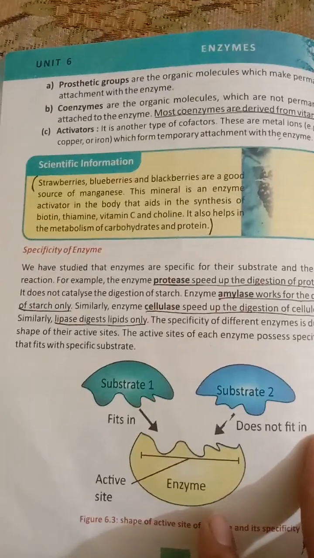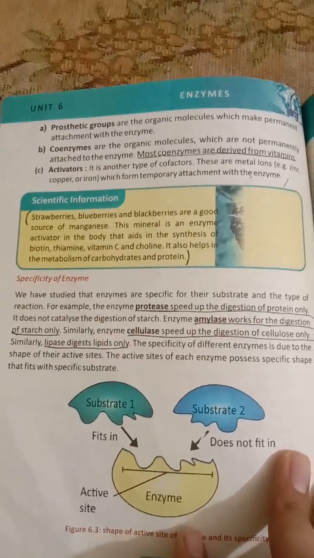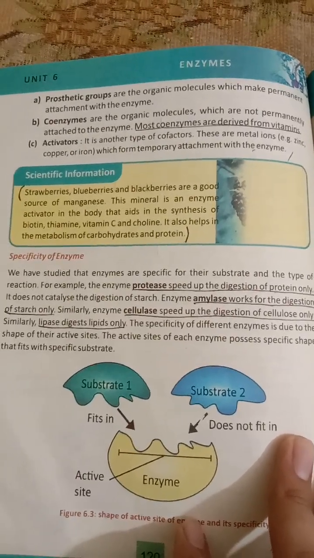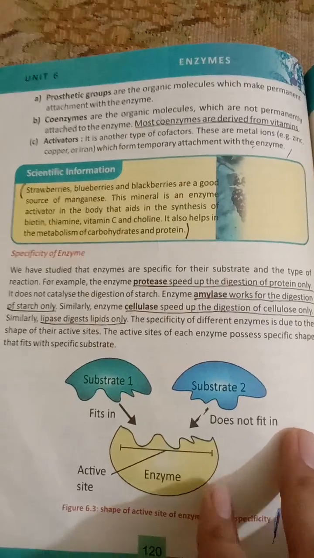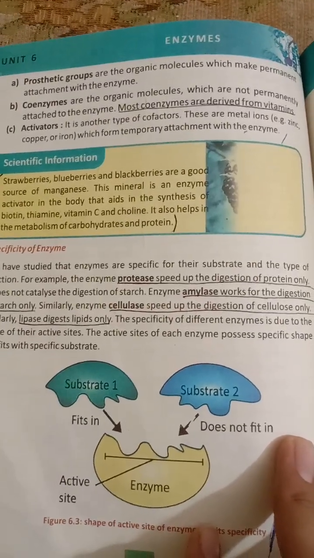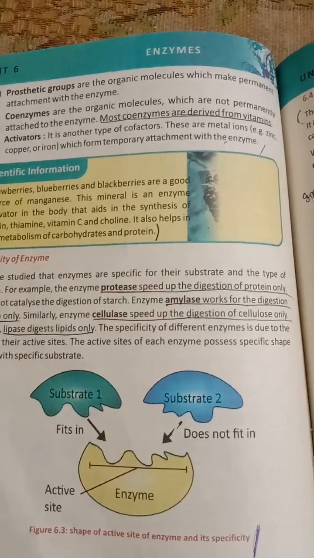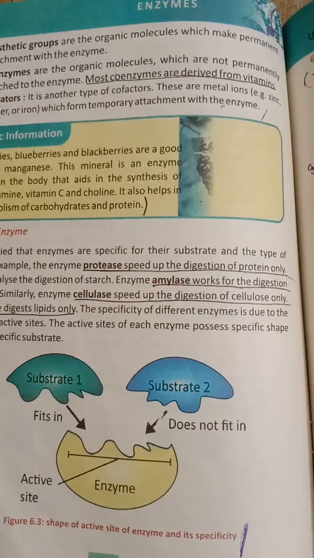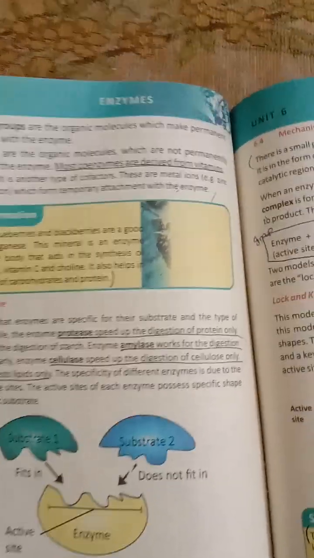Activators are another type of cofactor. These are metal ions, for example zinc, copper or iron, which form a temporary attachment with the enzyme. They also form a temporary attachment, not permanently attached. This is another type of cofactor, but these are metal ions, for example zinc, copper or iron.